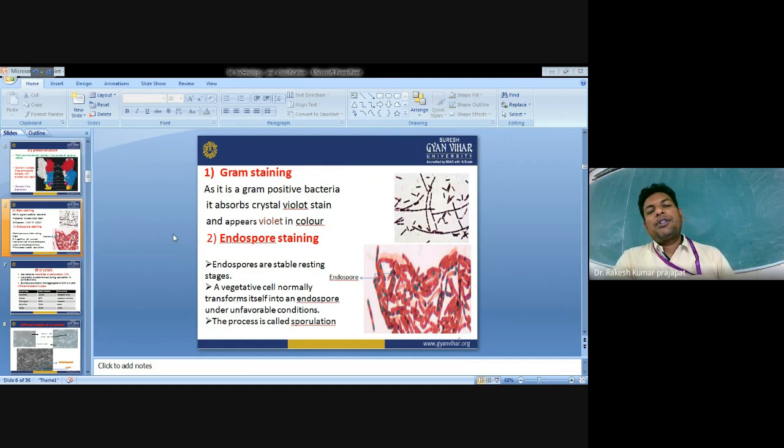Now we use the Gram-staining technique, as gram-positive bacteria absorb crystal violet stain and appear violet in color. Then endospore staining: endospores are stable resting stages. A vegetative cell normally transforms itself into an endospore under unfavorable conditions. This process is called sporulation.